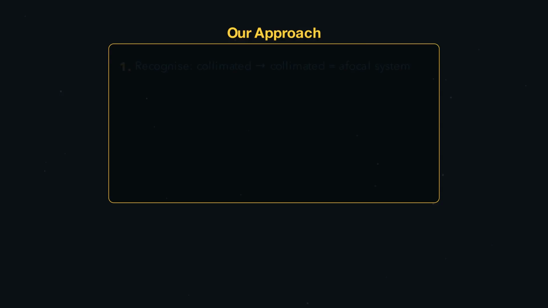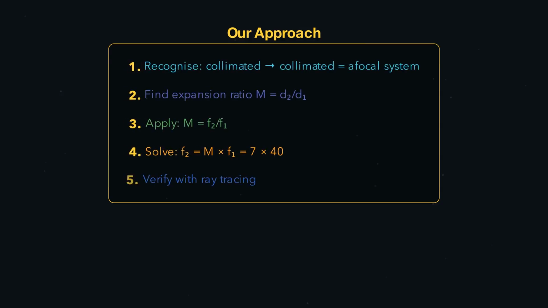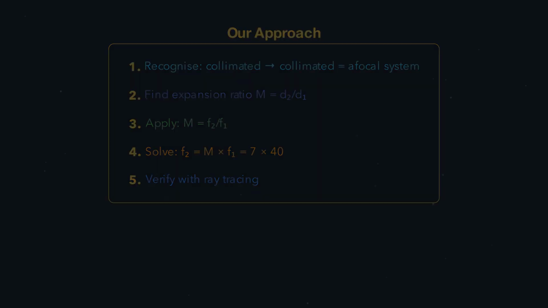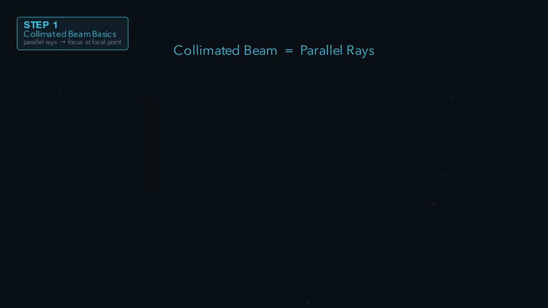Here's our approach. First, we'll recognize this as a Keplerian beam expander, a classic two-lens afocal system. Then, we'll compute the expansion ratio the beam needs to achieve. The key move is a single formula linking beam diameter to focal lengths. Finally, we'll plug in and solve directly.